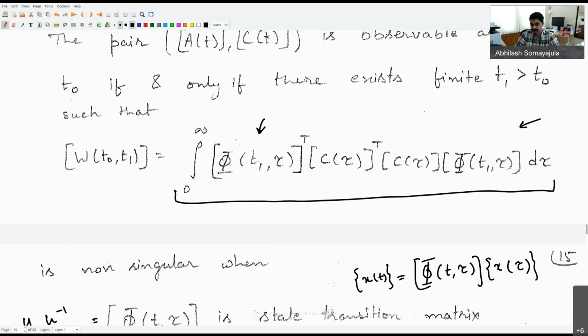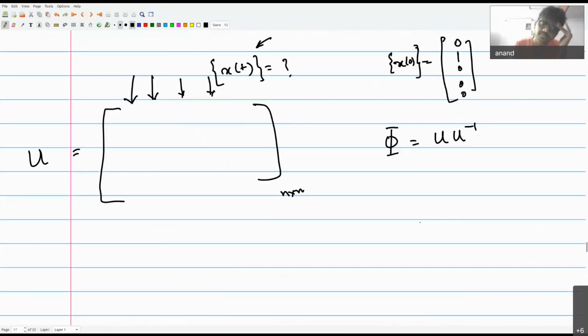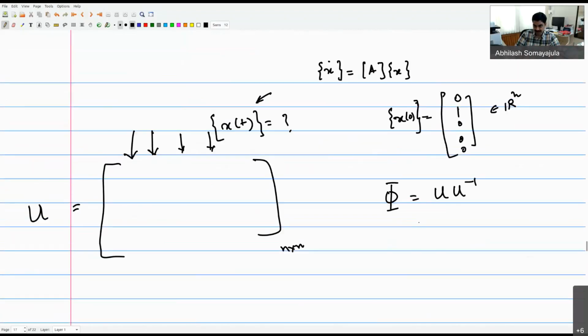Sir, but a matrix times its inverse will always be identity. Sorry? U times U inverse will be identity matrix. U times? U inverse. Oh, no. Okay, all right. I think you didn't understand this one. So this is U of t times U inverse of tau. So they are not at the same time.